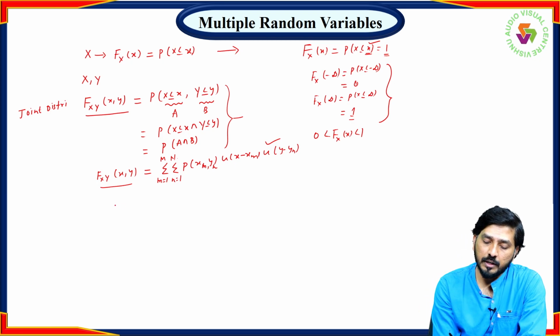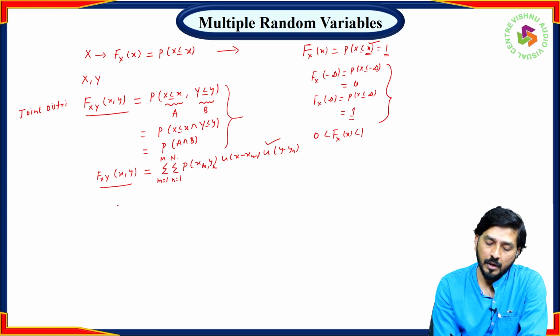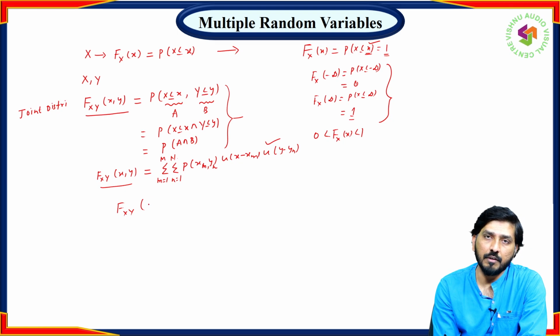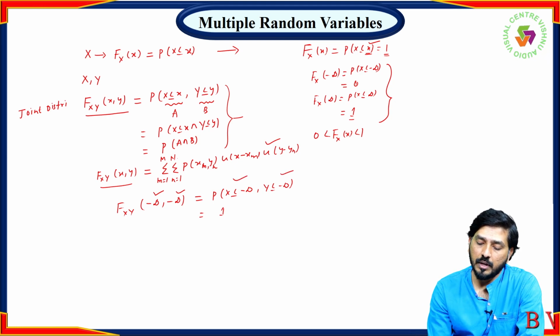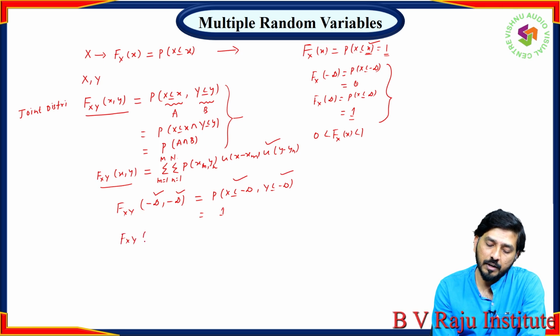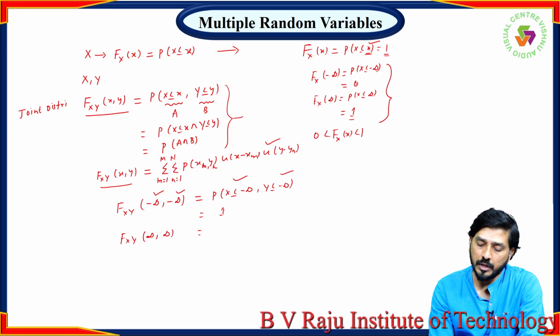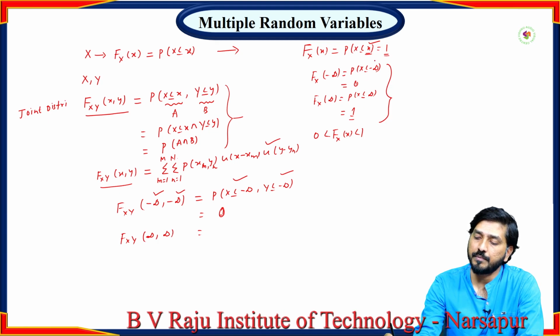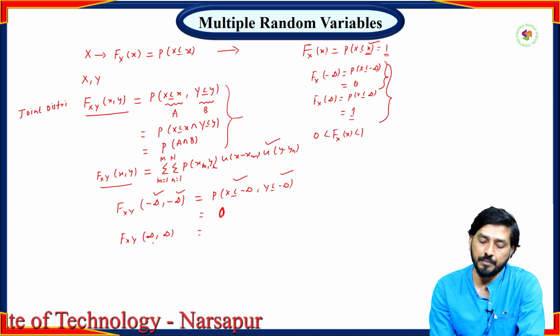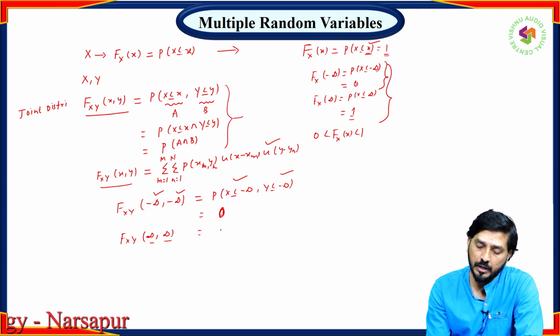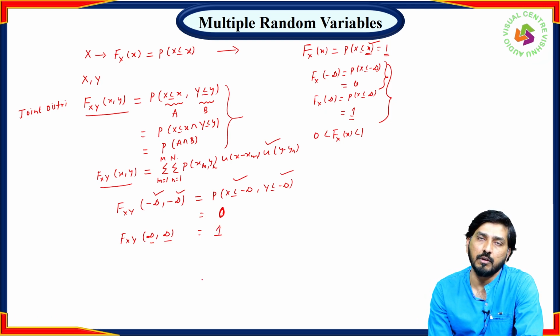Like this, in the case of two random variables, the joint distribution F_XY(minus infinity, minus infinity): if both random variables are at minus infinity, then the value is the probability of X less than or equal to minus infinity, comma, Y less than or equal to minus infinity, which is equal to 0, based on the individual properties. And F_XY(plus infinity, plus infinity): if both random variables go up to plus infinity, then the value of the distribution function will be equal to 1.